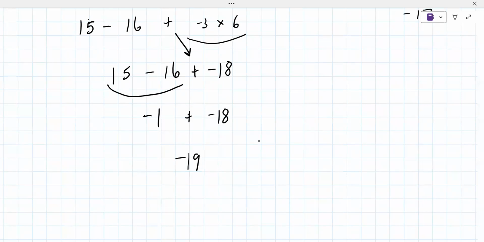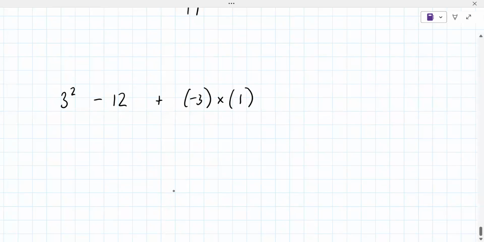Good. So we're increasing the complexity, which is one of the reasons for the challenge here. So let's just try another one. Let's go 3 squared minus 12 plus -3 times 1. Okay, so go ahead and work this out as much as you can. If you have questions, please ask.